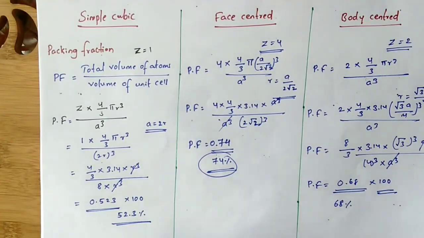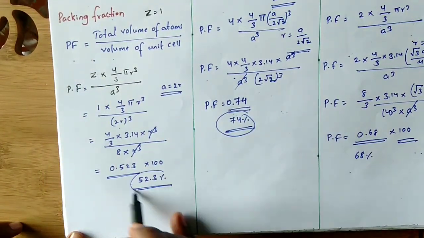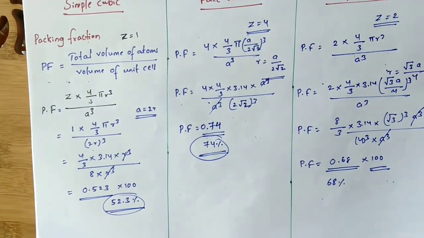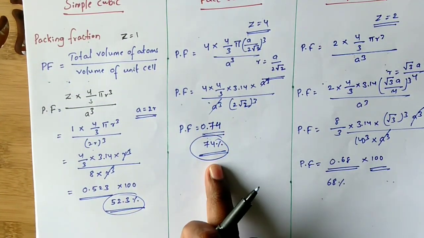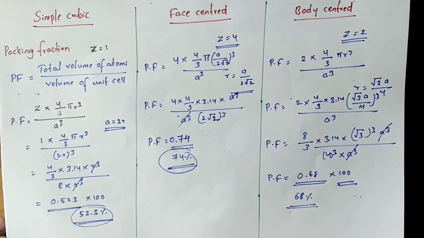Okay, so no need to solve all these, you just remember in simple cubic how much percentage of volume is occupied by atoms, that is 52.3 percentage, face centered 74 percentage, in body centered 68 percentage. Okay.